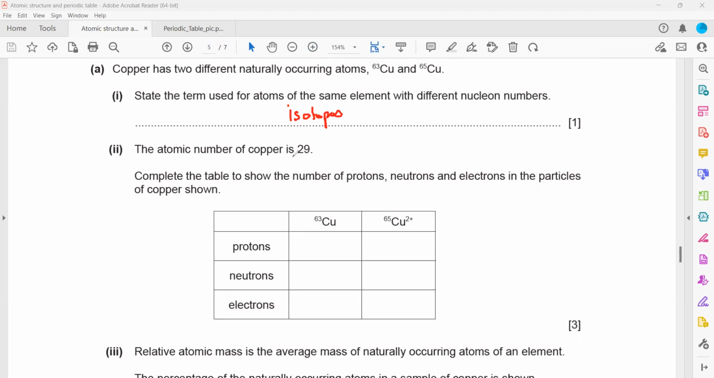Then the atomic number is 29 because they are the same element, so 29 and 29. Neutrons, how to get the neutron number? We take the difference, 63 minus 29. That is 34. And this will be 36. And to get the electrons, because it's an atom, it will have the same number as protons, but this one is positively charged, so it will have fewer electrons than protons. So if 29 protons are there, there should be 27 electrons.